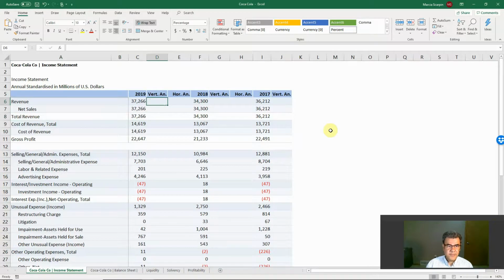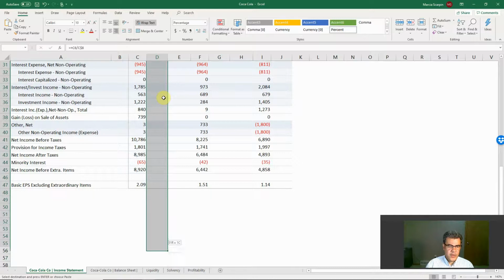So how do we do that? Revenue divided by total revenue. And let's fix this one, but let's fix only the number here. So we will be fixing the row and not the column. Okay? 100%, that is quite normal. And let's copy and paste to everything else. Usually for earnings per share, we don't do vertical or horizontal analysis. Horizontal, okay, but never vertical analysis.